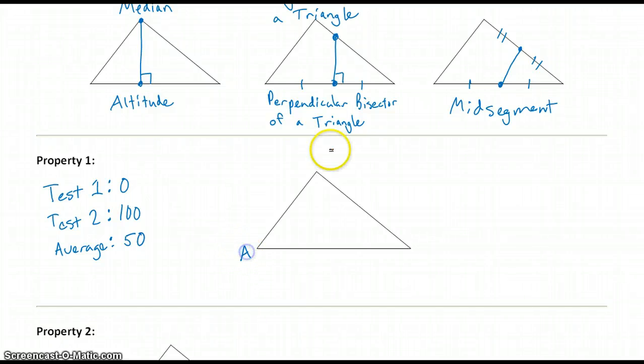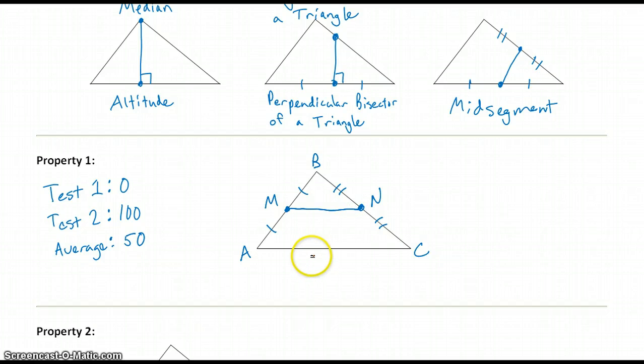Let's say we have triangle ABC, and M is the midpoint of AB, and N is the midpoint of BC. Then MN is going to be a midsegment. And if AC has a length of 100, we can think of this triangle as this analogy. AC is 100, and the length of B is actually 0. It's a point. It has no width. So the average of 100 and 0 is 50.